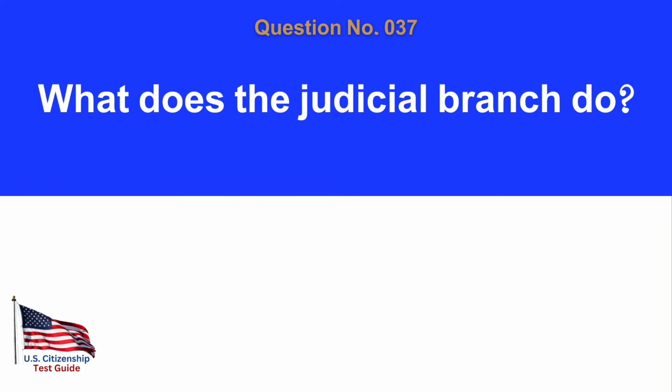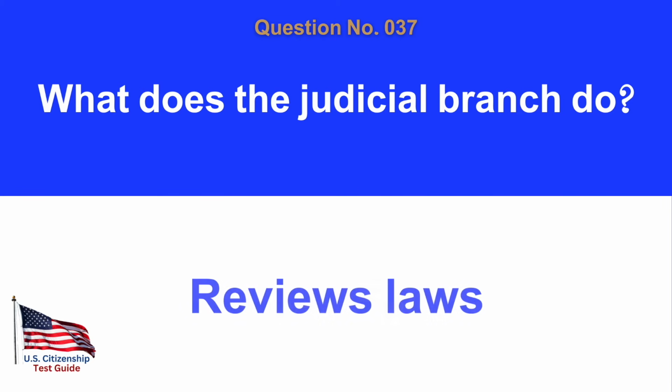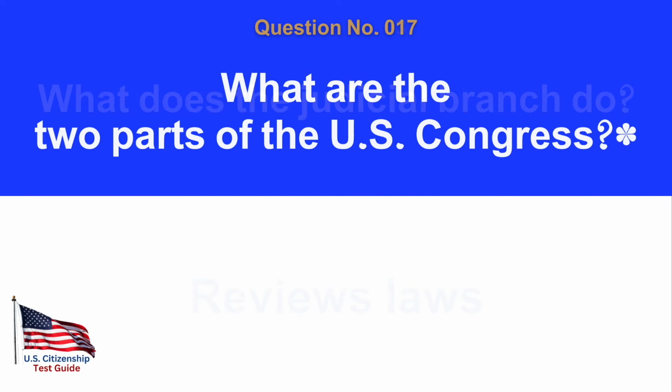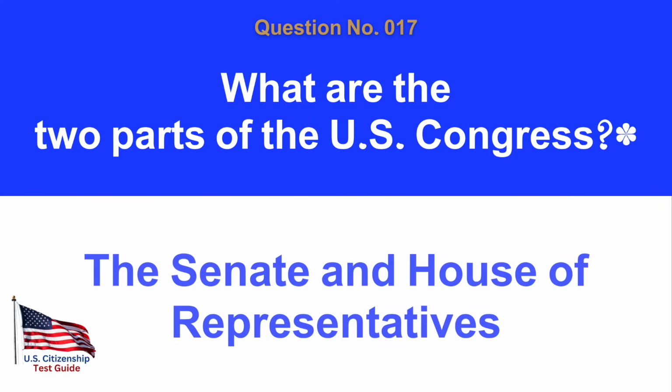What does the judicial branch do? Reviews laws. What are the two parts of the U.S. Congress? The Senate and House of Representatives.